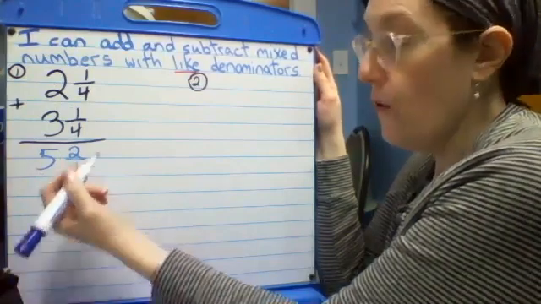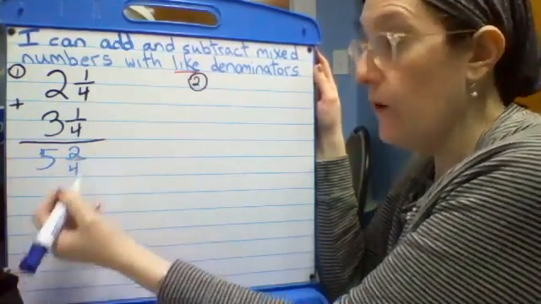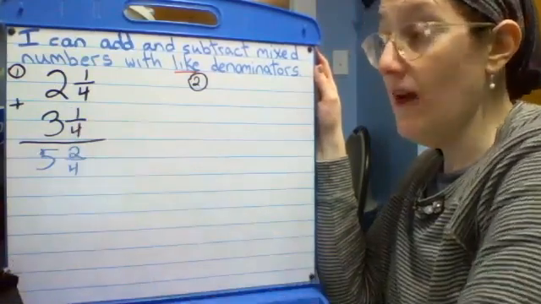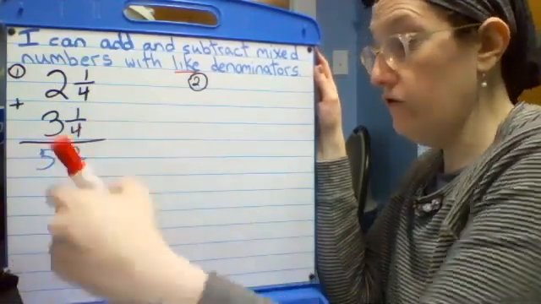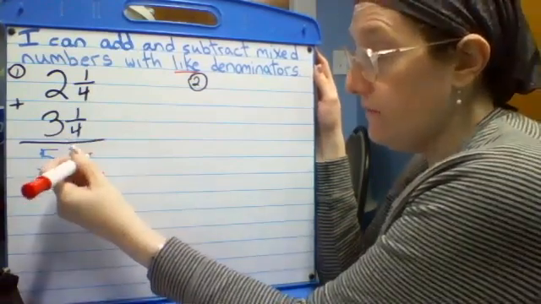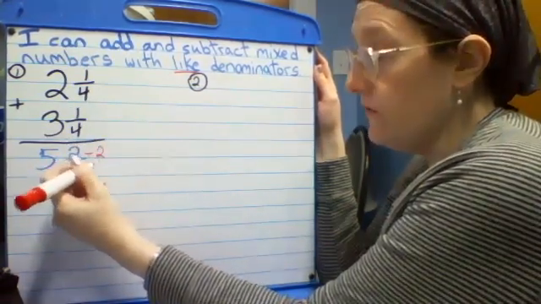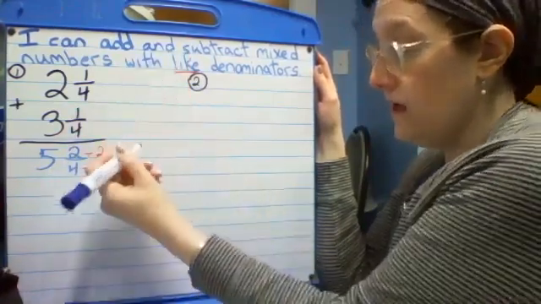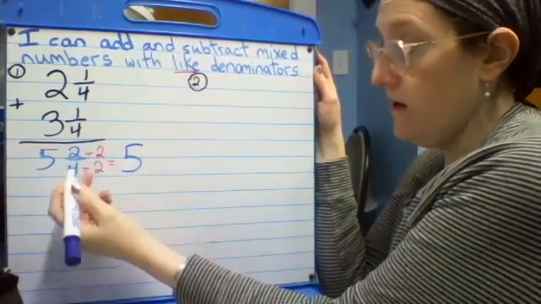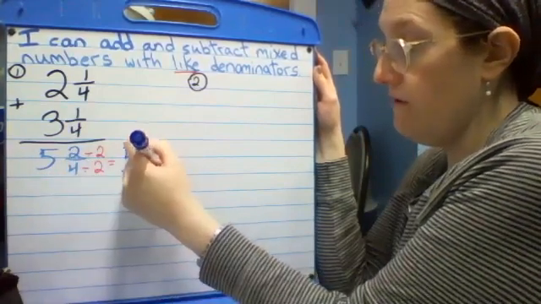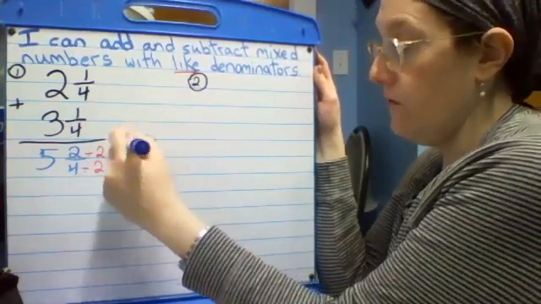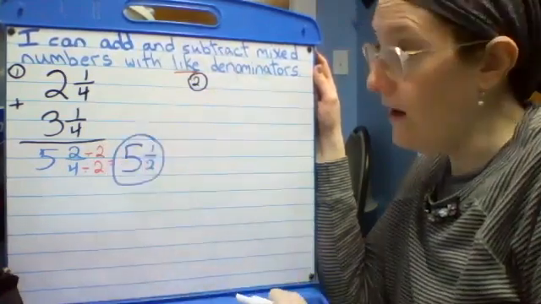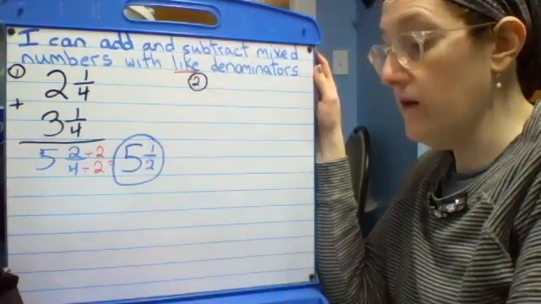5 and 2/4. One thing to always keep in mind, we want to leave our answers in simplest form. 2/4 is not in simplest form. Everyone should realize we can divide by 2 over 2. The whole number will stay the same. It's still 5, but now instead of being 2/4, it's 5 and 1/2. And we circle our final answer. And that's how we add mixed numbers with the same denominator.